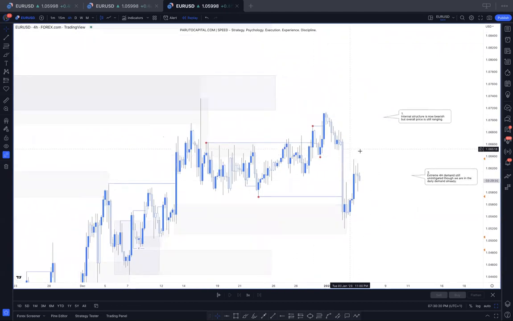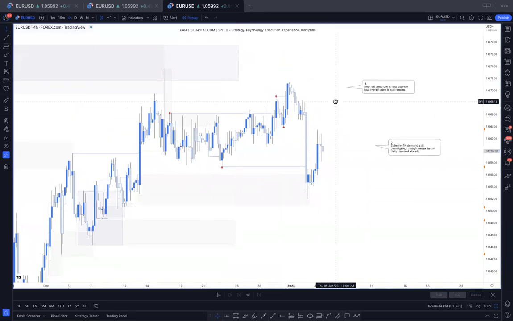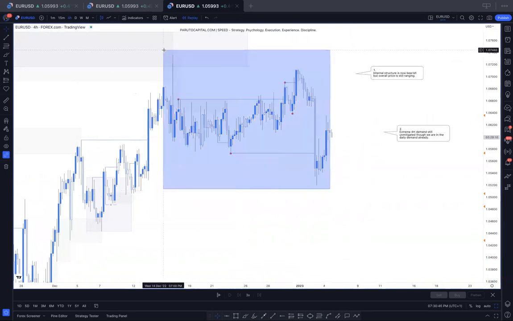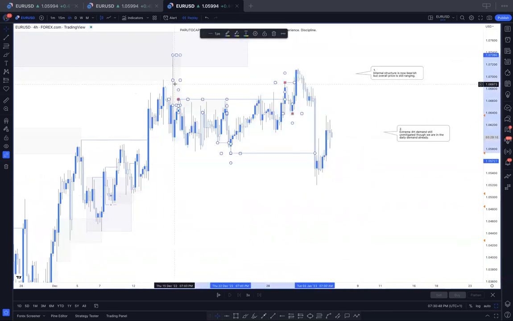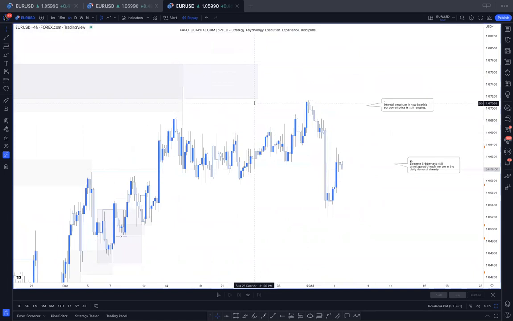Now, let me break this down a little bit. What I'm going to do is take out some of these drawings I've done here so that you understand how to even begin to think about drawing your zones and drawing the lines and all of those things. So let me just take out everything here, basically, and let's just do this afresh.